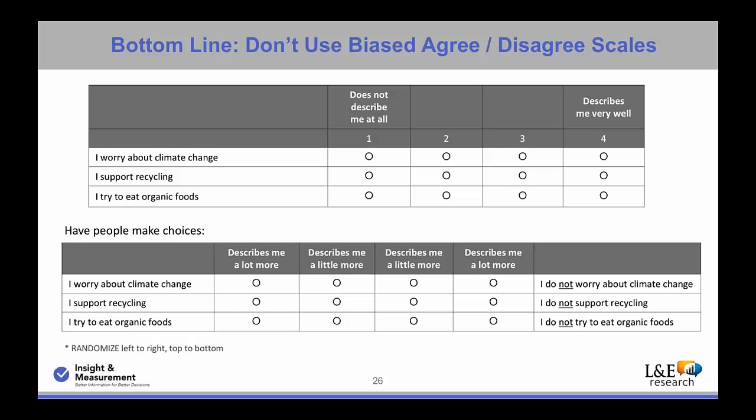And there's no real game in the system. There's not a positive bias here, really. Of course, we randomize left to right, top to bottom, and all that. Much better for getting at what you really need. And let me show you another way of doing this where you're really forcing a choice.